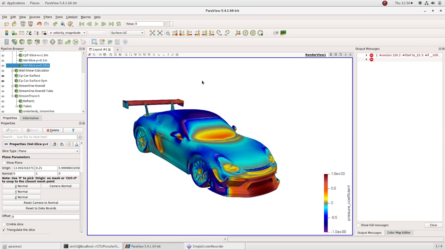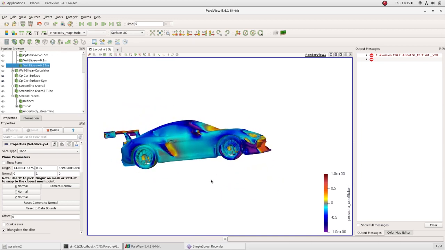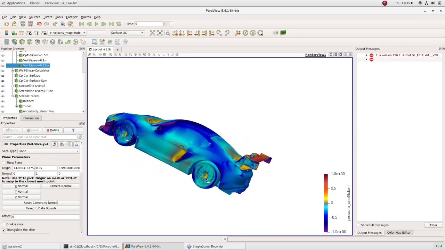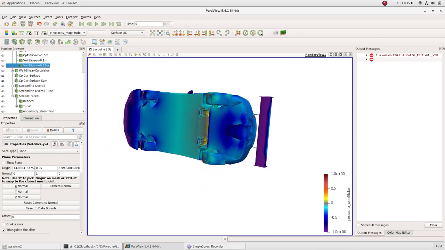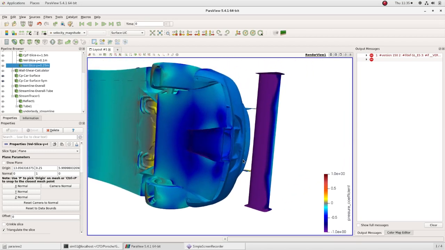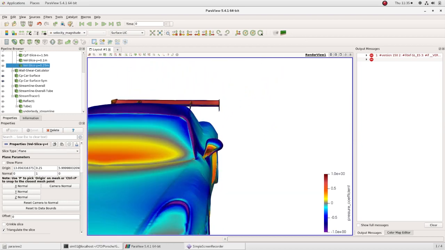The first post-process plot in this video is the vehicle pressure coefficient plot. This is used to view the pressure quickly and easily on the vehicle's surface. Ultimately, the pressure on the vehicle's surface determines downforce, lift, and drag of the vehicle. This is a very important plot and something we use on all analysis.